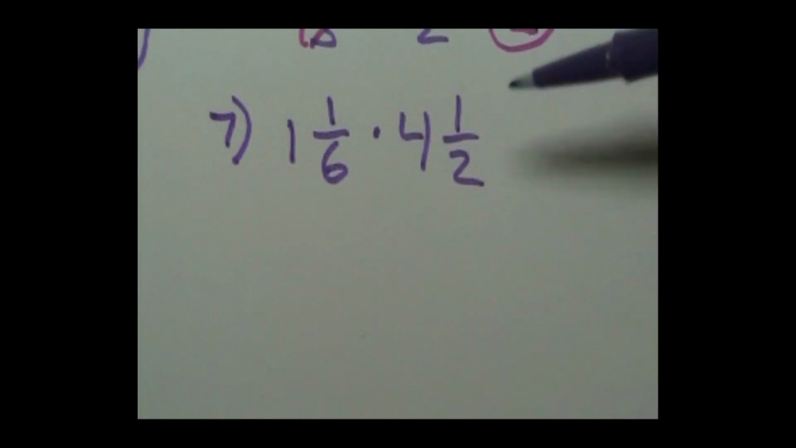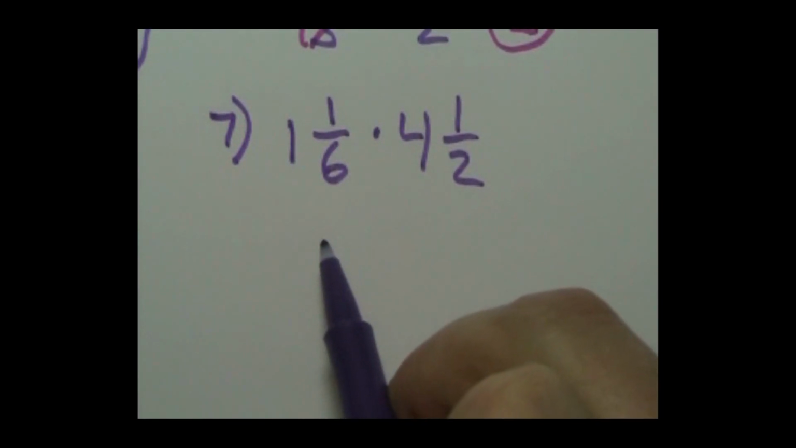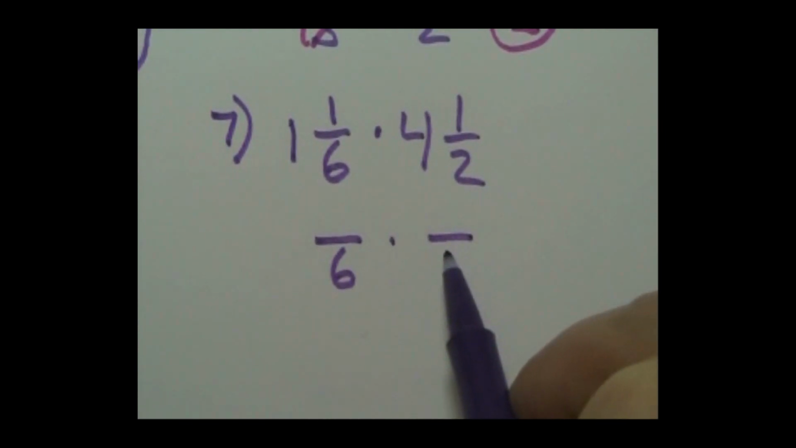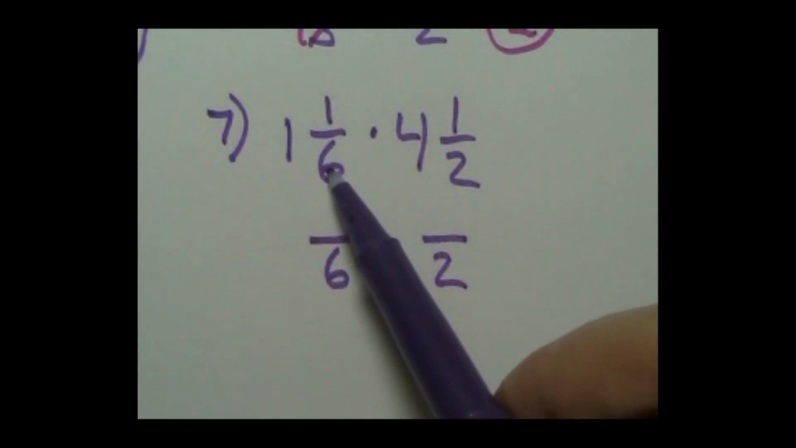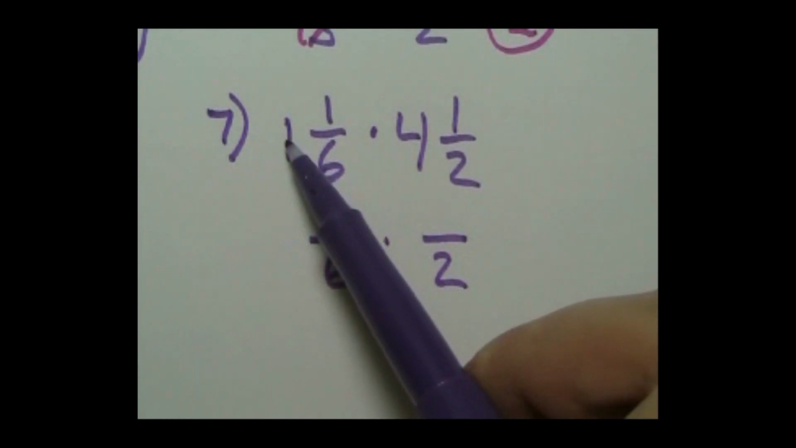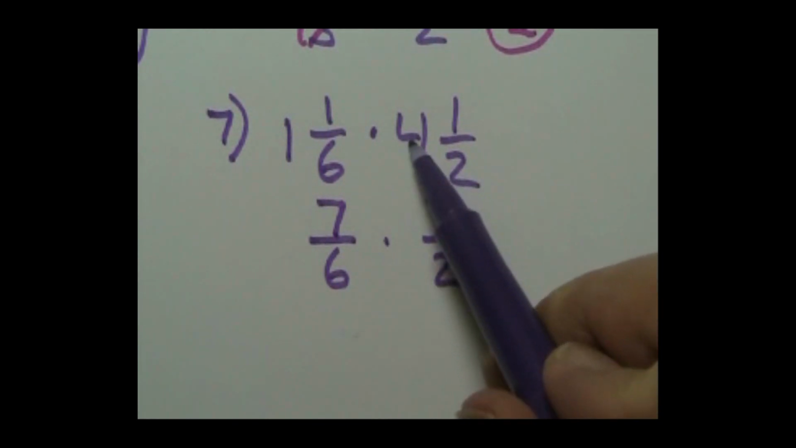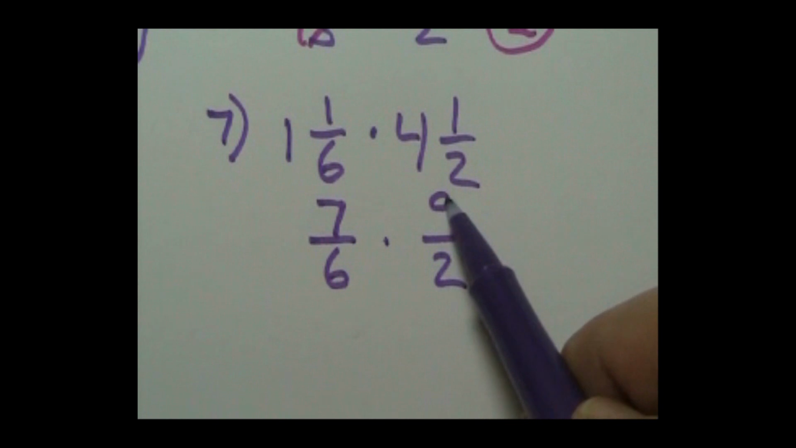So we have 2 mixed numbers, 1 1/6 times 4 1/2. So we need to change those to improper fractions. Denominator stays the same. So we have 6 times 1 is 6, plus 1 makes 7. Then 2 times 4 is 8, plus 1 is 9.